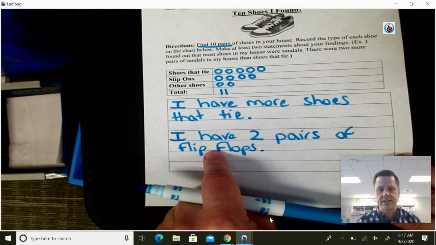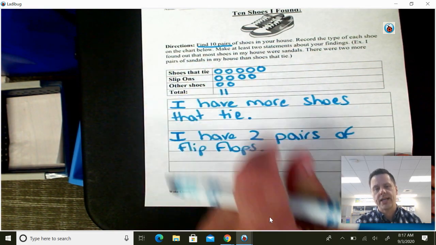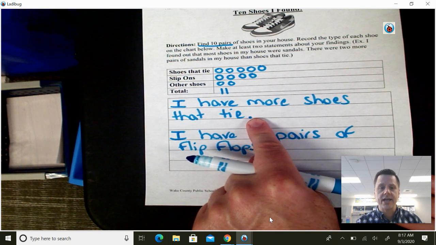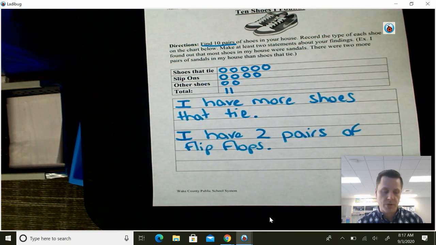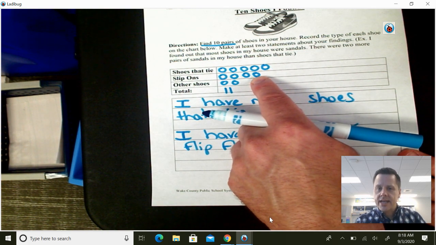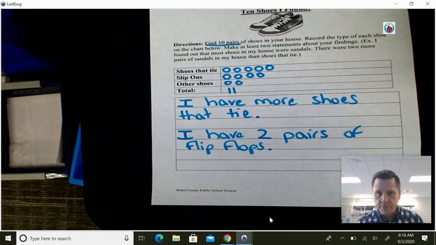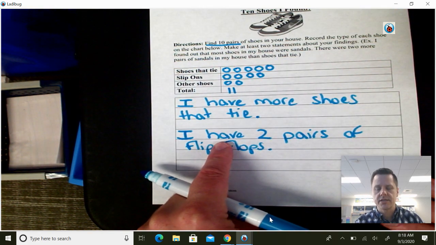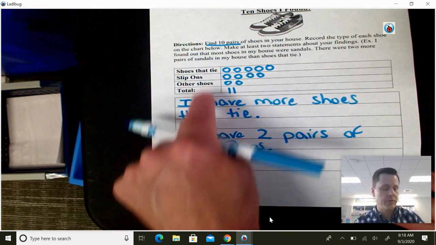2 telling sentences to tell me about your data. You can tell me, like I did here, I have more shoes that tie. You can tell me what kind of shoes you have the most of. You can tell me what kind of shoes you have the least of. You can tell me I have more shoes that tie than slide-on shoes. Think about your data very carefully and come up with 2 sentences that describe your data.